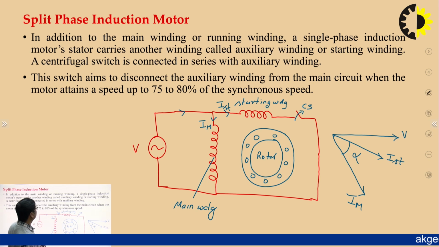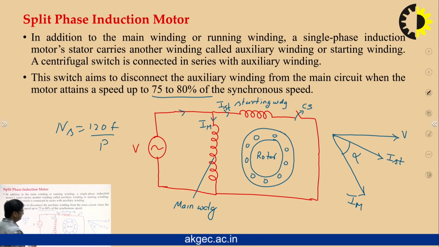Now as you can see, there is a centrifugal switch. You know the synchronous speed is Ns equals 120 f by p, where f is frequency and p is the number of poles. So when the rotor attains about 75 to 80% of the synchronous speed, this switch will open. That's why we call it the centrifugal switch. And when it opens, the starting winding is disconnected from the circuit.